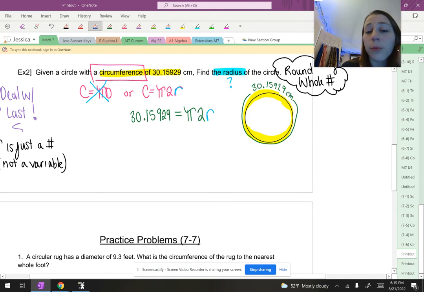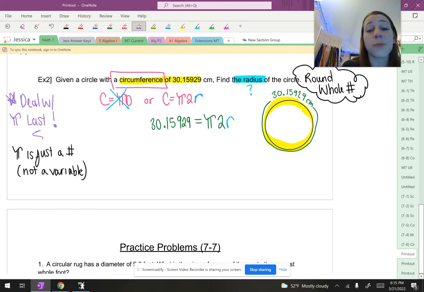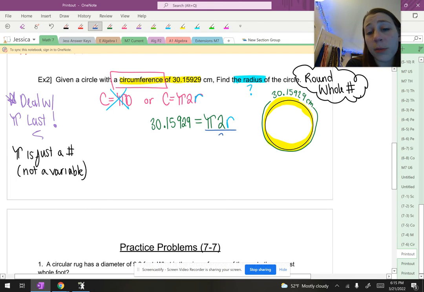Okay, so we're solving for r. What's preventing the r from being by itself? The pi and the 2. We just said that we want to deal with the pi last, which means that we need to deal with the 2. Getting rid of the 2 that's being multiplied by r, I'm going to do by dividing both sides by 2, leaving me with pi r on the other side and 15.079645 on this side.